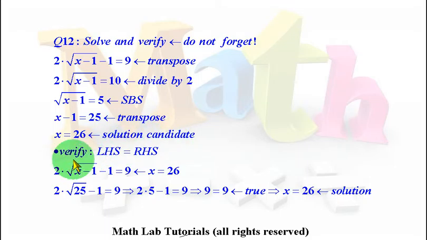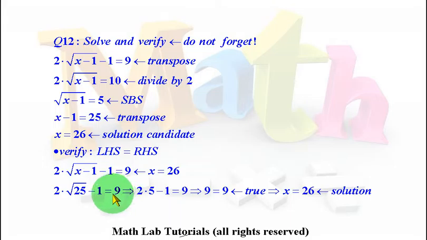And at the end, we need to verify that the left-hand side is indeed equal to the right-hand side. Again, we copy-paste the original equation down here. We get our solution candidate. There it is right there. We substitute. When we do that, on the left, we get 2 square root 25 because 26 minus 1 is 25, and then minus 1 equals 9.